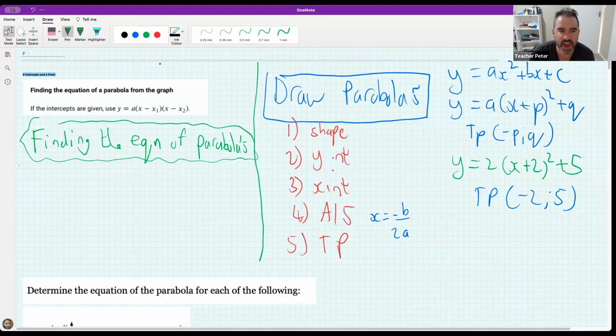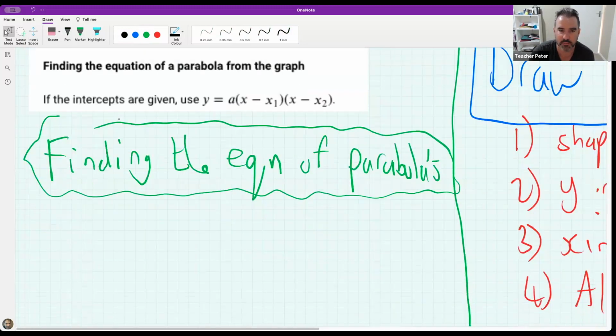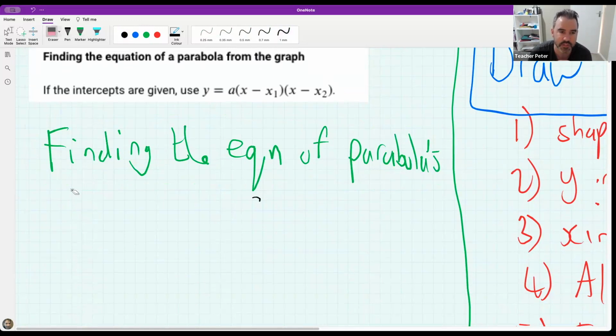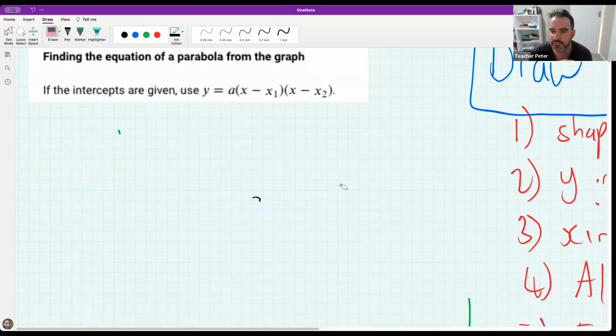Now, like I said, there are actually 3 forms you can write a parabola. There's standard form, turning point form, and there's also something called root form. And so root form is what I'm going to concentrate on for the beginning of this lesson. So that's a little bit large, but you kind of get the idea. So let me get rid of that, so finding the equation of a parabola from the graph.